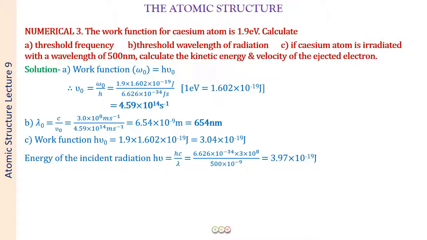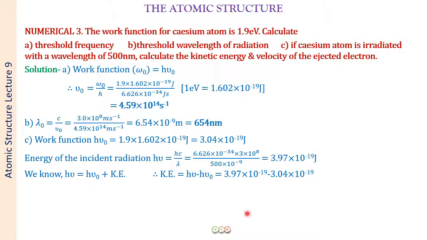And then the energy of the incident radiation that you can calculate. So that is going to be h nu, and h nu is hc by lambda. Put the values, you will get this as 3.97 into 10 power minus 19 joules. And for your relation you have h nu is equal to h nu naught plus kinetic energy, and because you need the kinetic energy, so kinetic energy is h nu minus h nu naught. Put the values of both the energies and you will get kinetic energy to be 0.93 into 10 power minus 19 joules. And this kinetic energy is equal to half mv square.